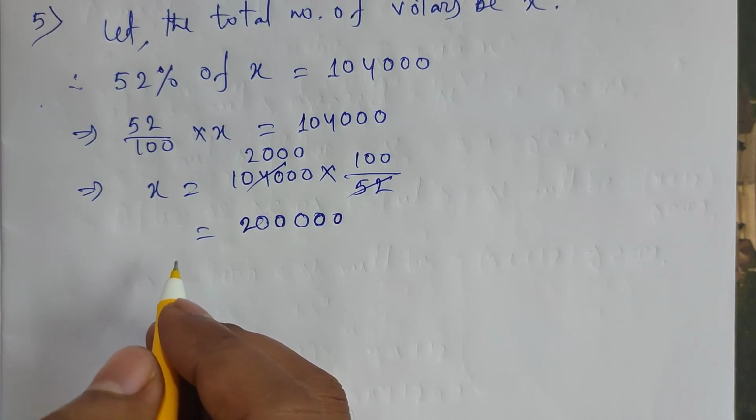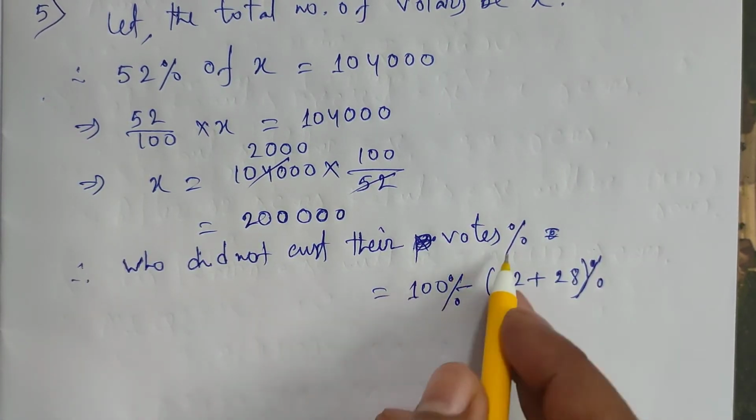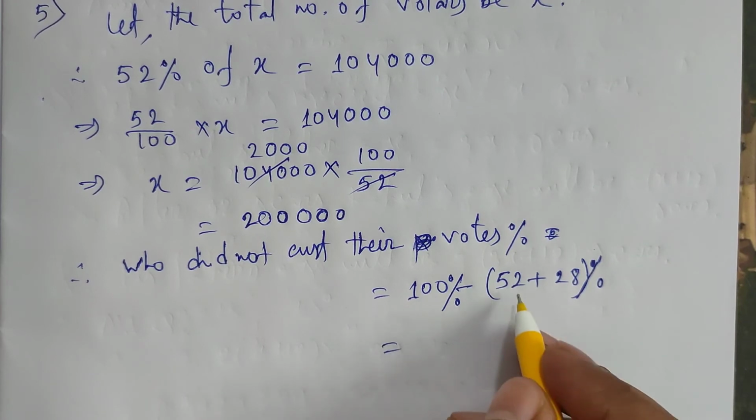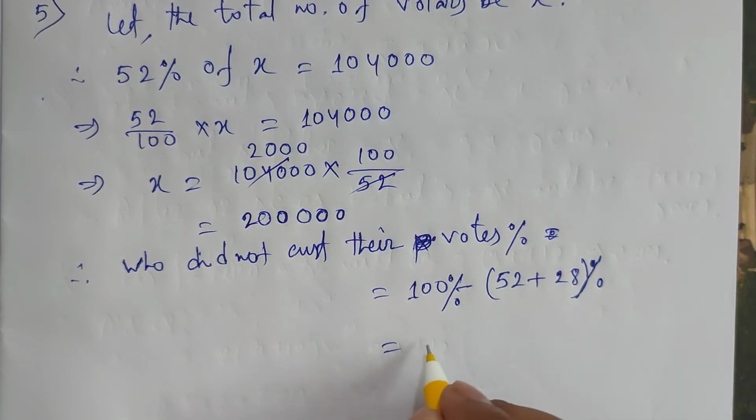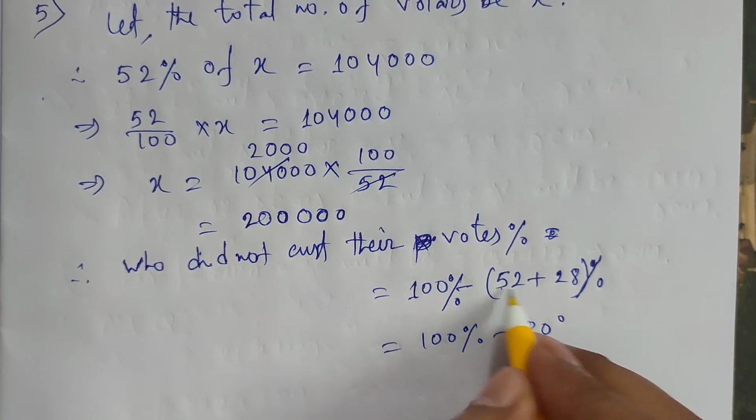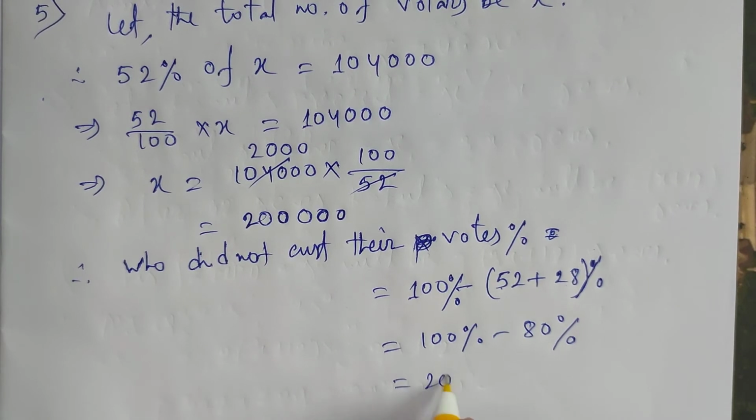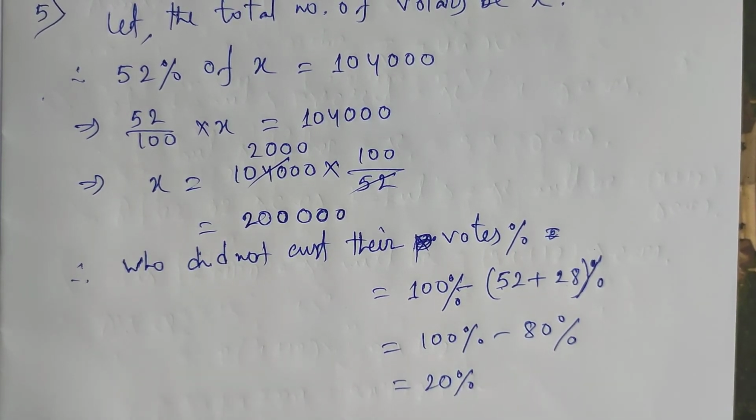what is the rest person? So rest person will be, who did not cast their vote percent will be, what will be? 100% minus 52 plus 28%, so 100% minus 80%. 52 plus 28, that means 80%, equal to 20%. The 20% people did not cast their votes.